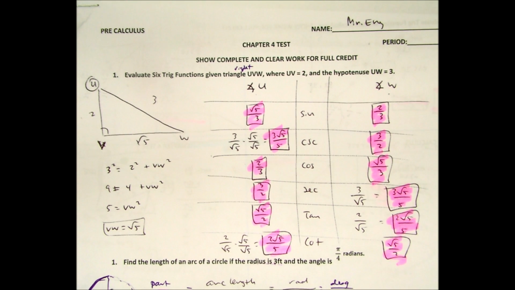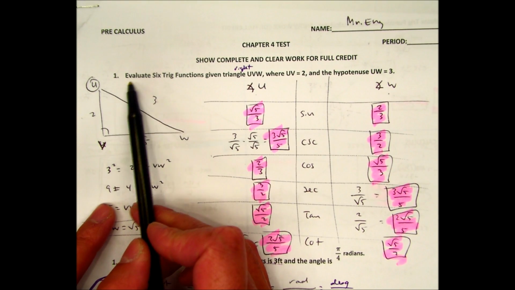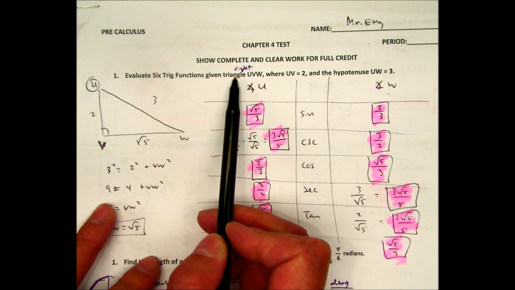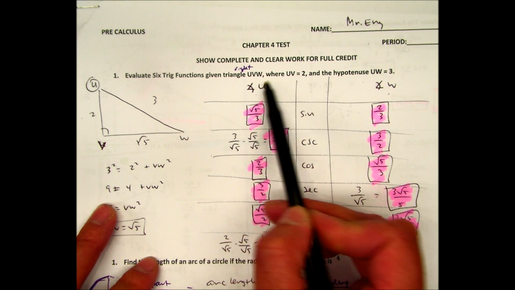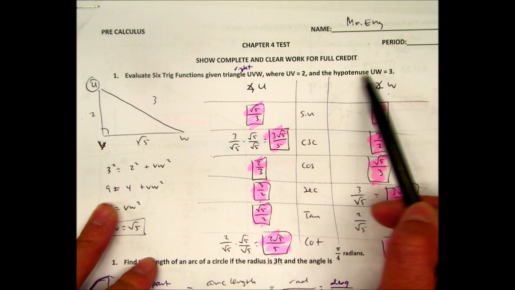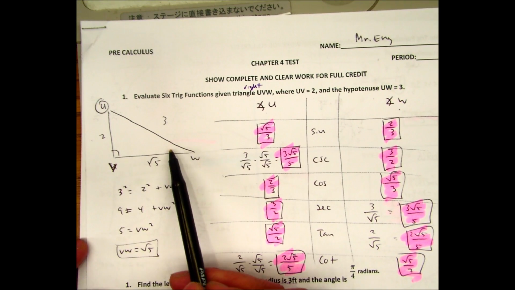Alright, let me go over this practice test. So evaluate the 6 trig functions given a triangle UVW. It should be a right triangle, you know that because of the hypotenuse, where UV is equal to 2 and the hypotenuse UW is equal to 3. So there's my picture.